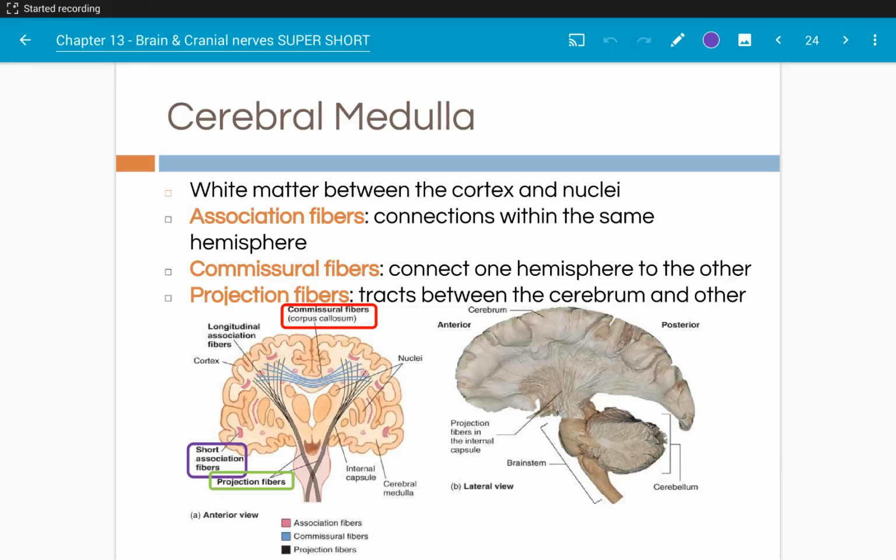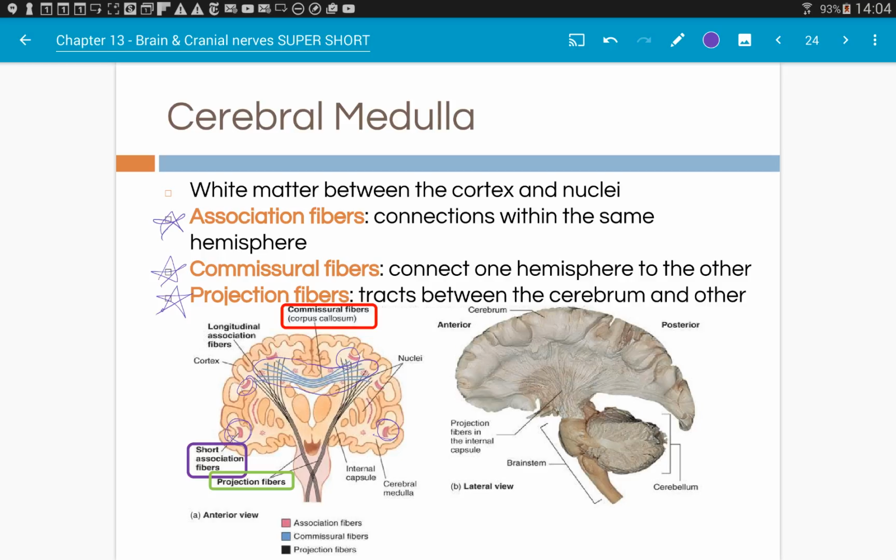Okay, so just a reminder about the 3 types of white matter nerve fibers that we talked about in the brain. We have 3 different kinds. The first is the association fibers, which connect one area within the same hemisphere together. Association fibers are short. They're within the same hemisphere, even possibly within the same lobe. Okay? And then you have commissural fibers, and the best example would be our corpus callosum.